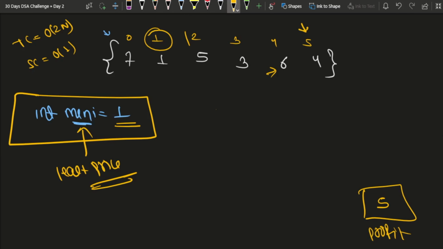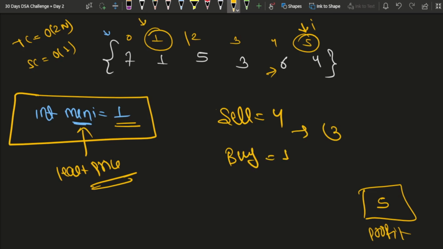Similarly, let's say I came at index number 5. If I sell the stock on day 5, I'll get 4 rupees, and if I buy that stock on day 1, which cost me 1 rupee, then the profit would be 3. Is it greater than what I already had in my profit variable? You will say no. So I'll not update it.